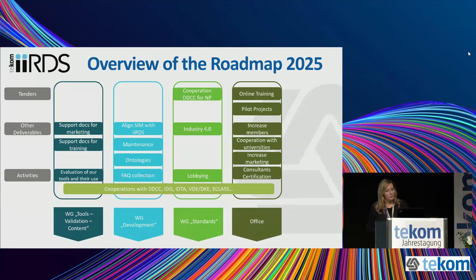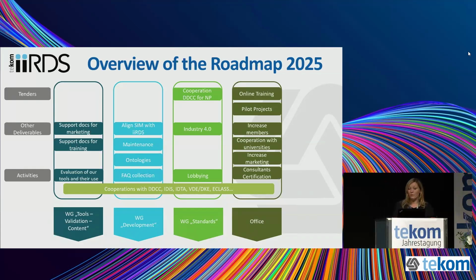So let's turn over to the working group standards. We will further cooperate with the Digital Data Chain Consortium for the new work item proposal. And also a task will be lobbying to get the mandate for developing iiRDS as an international standard. And there will be further cooperation with smart standards for the project for aligning the standard information model, and also with the IDTA, the Industrial Digital Twin Association, for developing submodels for the asset administration shell.